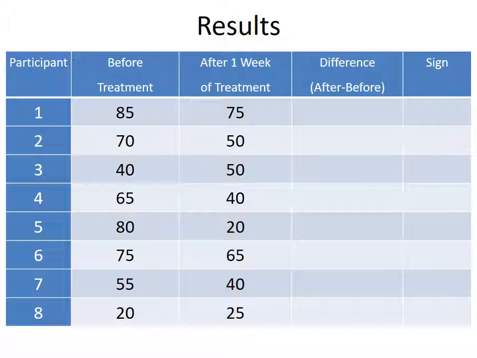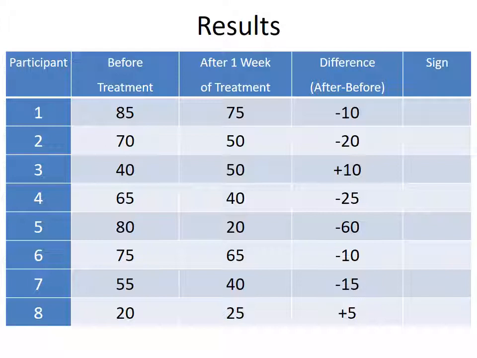So obviously here I'm going to do 75 minus 85, because that's row 1, the after column minus the before column. Okay, and that will give me minus 10. Participant number 2, it'll be their after column 50 minus the before column 70 to give me minus 20. Okay, now I need to do this for every single row so that I have all of these different values here.